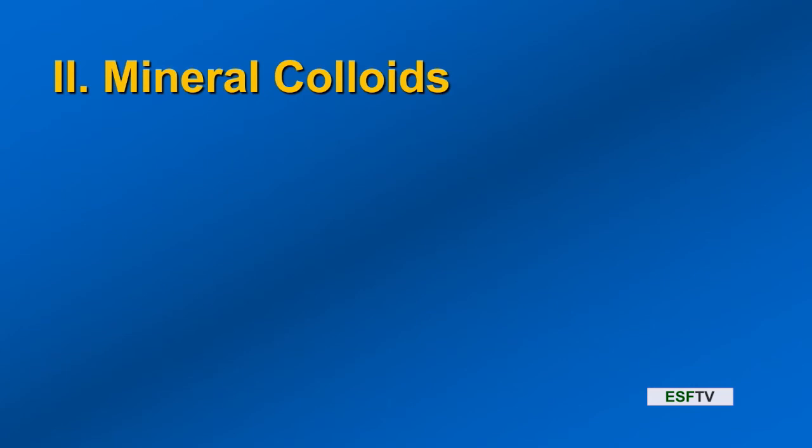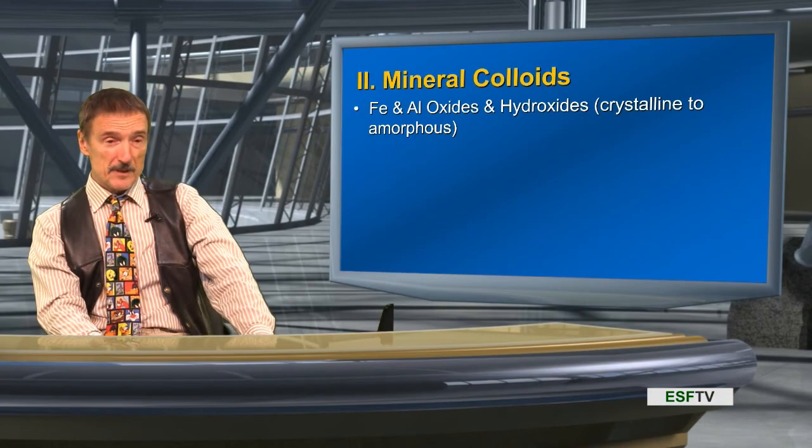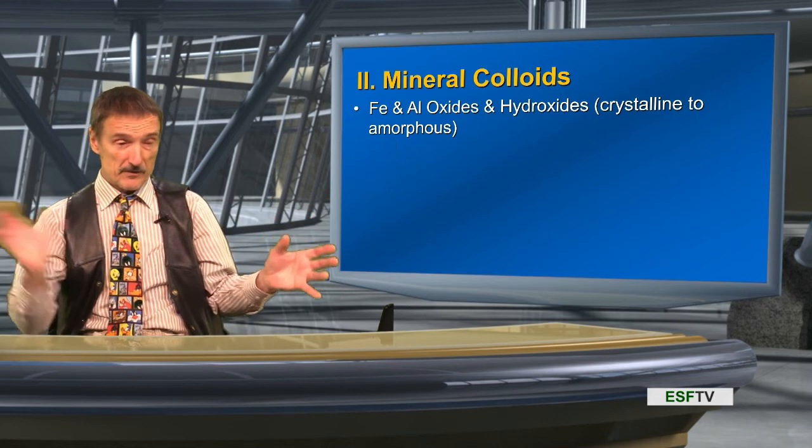Okay, so we have the crystalline and non-crystalline silicate clays. We move to the next category of mineral colloids, still in the mineral colloids section: the iron aluminum oxides and hydroxides. What's missing? Silica. These are dominated by iron, aluminum, oxides, and hydroxides, but silica is not in the picture. They range from crystalline to amorphous, spanning the spectrum from shapeless to crystalline.